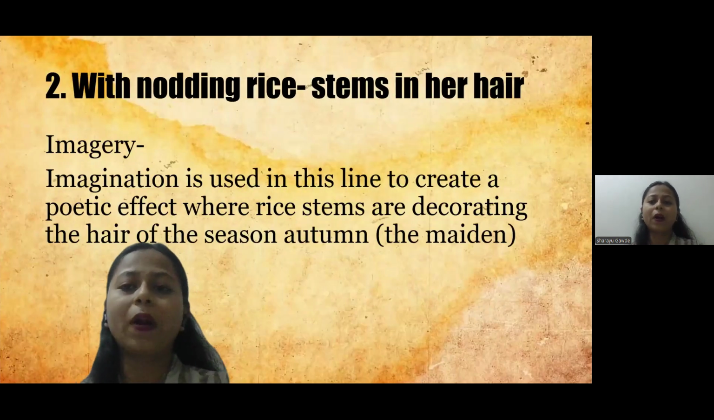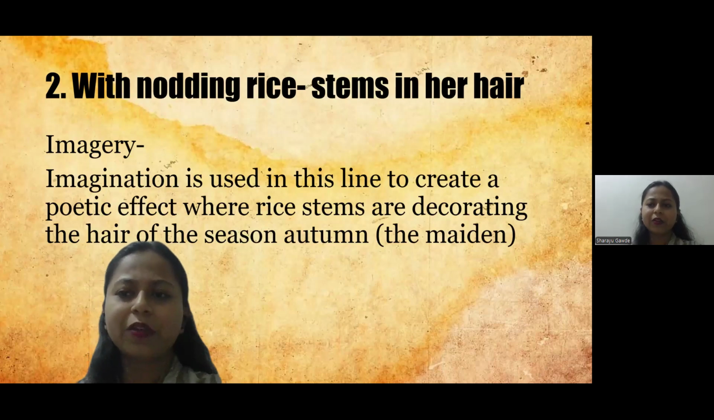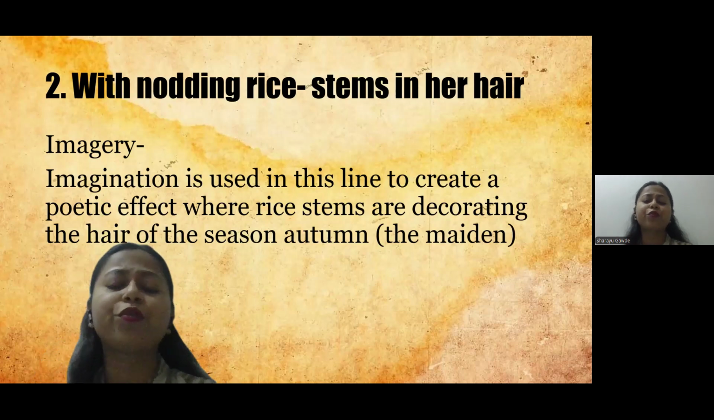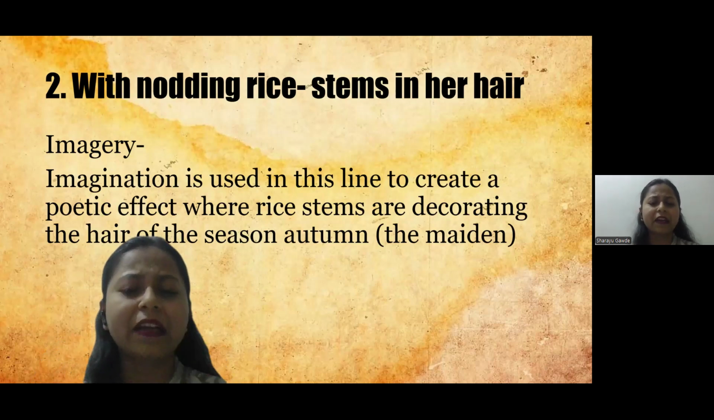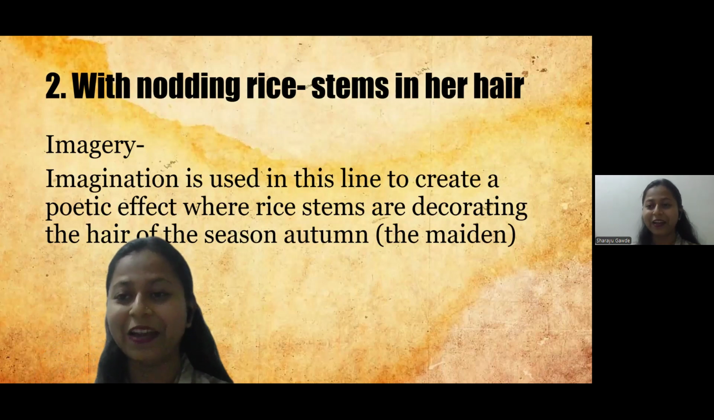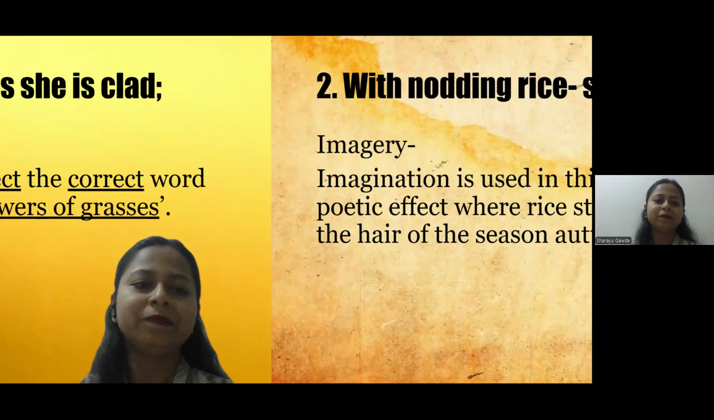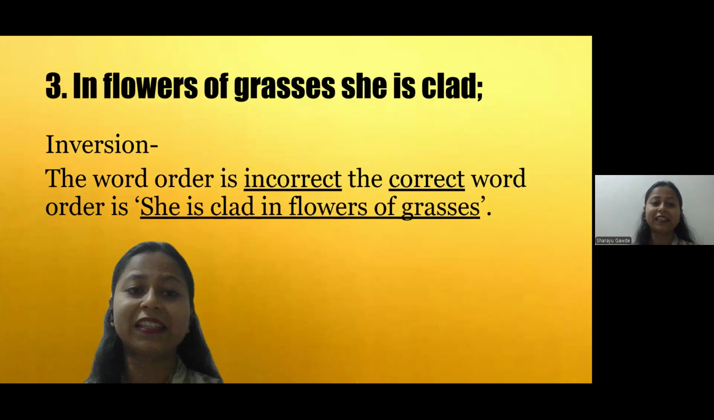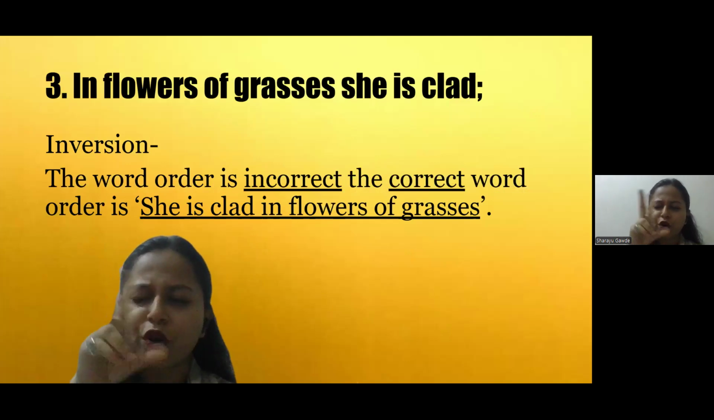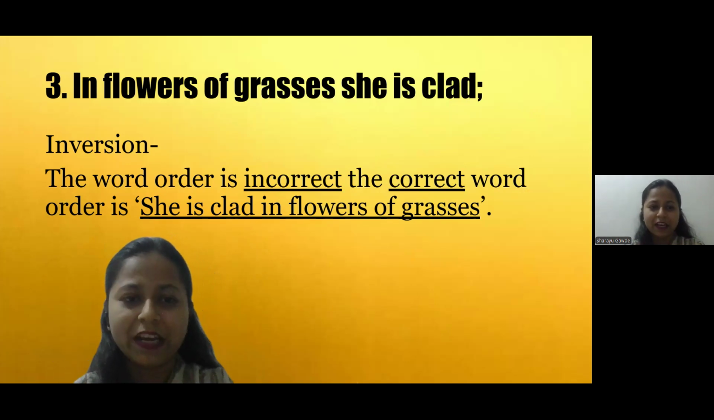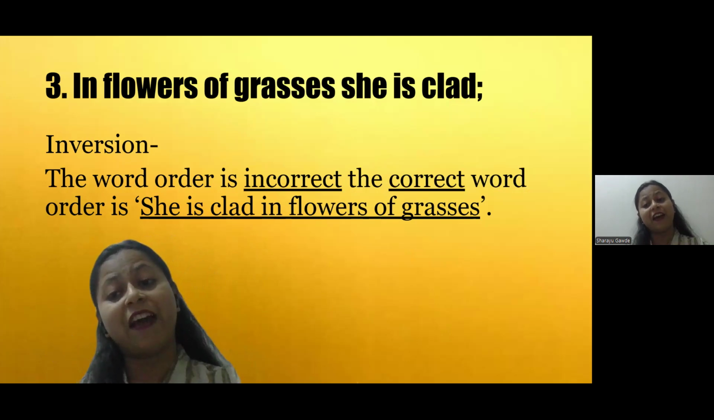Second one, with nodding rice stems in her hair. So here imagery is used. Imagery means what? Imagination. So imagination is used in this line to create a poetic effect where rice stems are decorating the hair of the season autumn. That is, the young girl's hair is decorated with rice stems. We can say, and flowers of grasses she is glad. So inversion is used. The word order is a little bit incorrect. So we can change the word order. The correct word order is she is glad in flowers of grass.